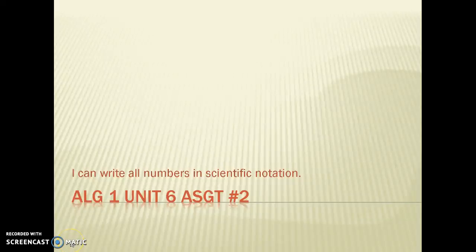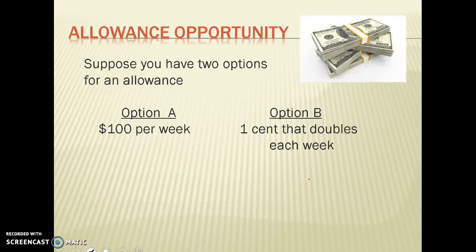So today we're going to continue with assignment number 2 for unit number 6, and specifically talk about scientific notation. This shouldn't be a new topic for you. You've talked about scientific notation in 6th, 7th, and 8th grade. But let's go ahead and get started.